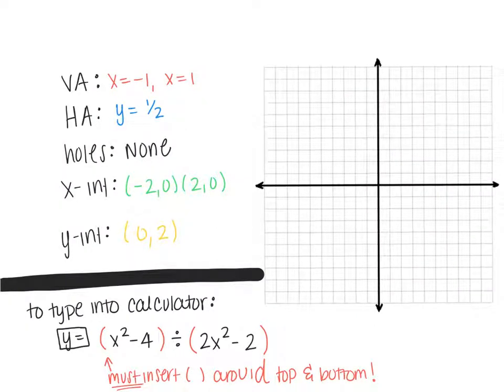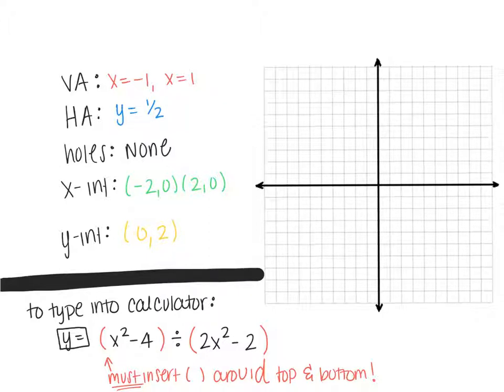So here are all the things on the left-hand side that we just found. On the bottom, I showed you how to type it in your calculator. The big thing that you have to remember is you have to add in a set of parentheses around the numerator and a set of parentheses around the denominator. If you don't, your graph will not turn out right. So let's graph all these.